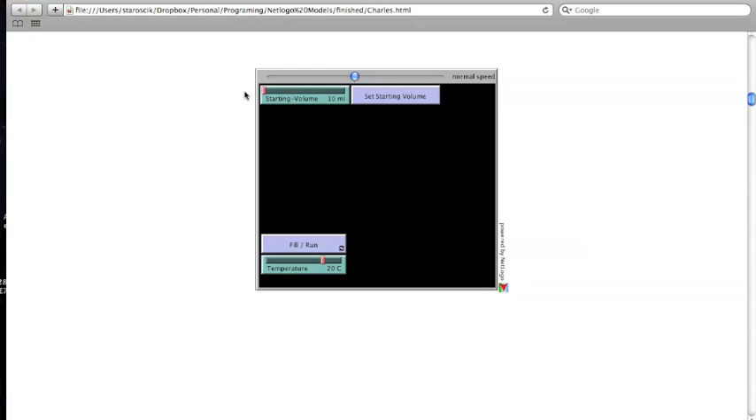Prior to running, the illustration needs to be set up by selecting an initial volume between 10 and 30 mils using the starting volume slider, and then clicking the Set Starting Volume button.